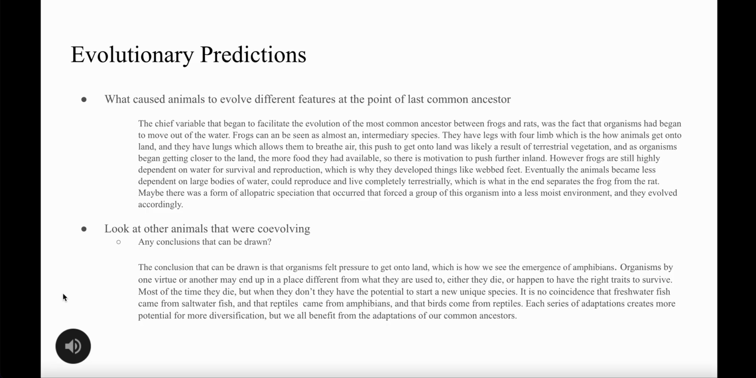So essentially there is a pressure to be less and less dependent on water, whether that be access to new food or maybe the water was too dangerous. Either way, that desire to get from the water onto the land is what inevitably separated frogs from rats.